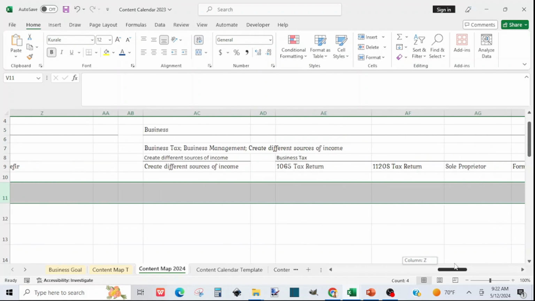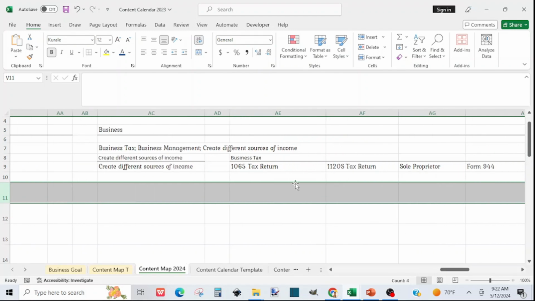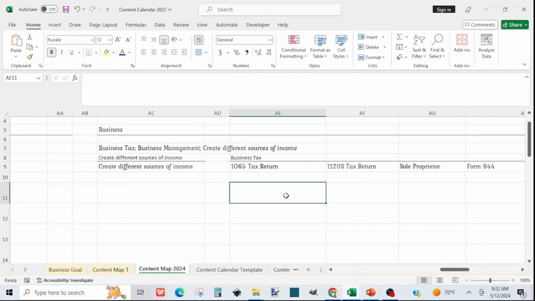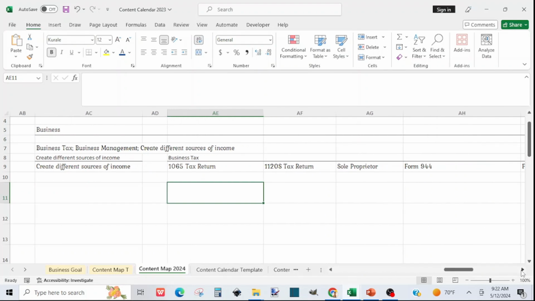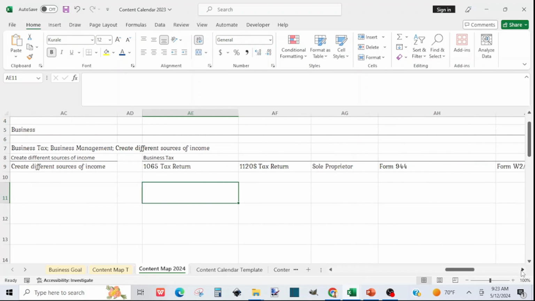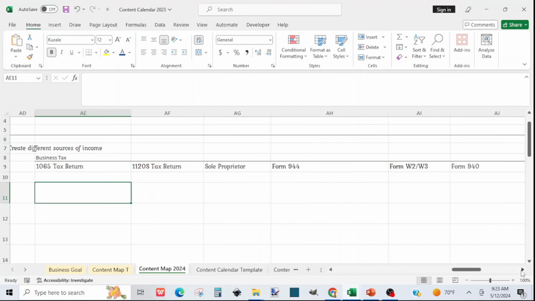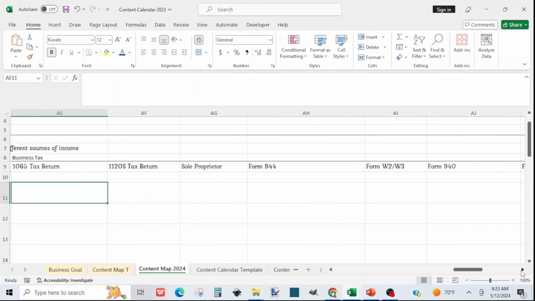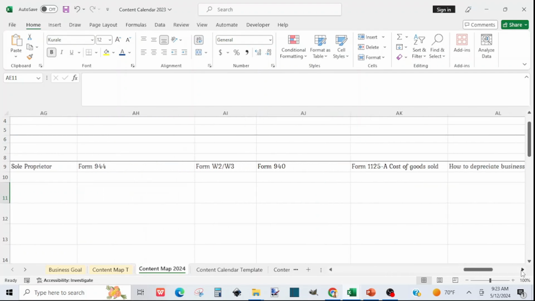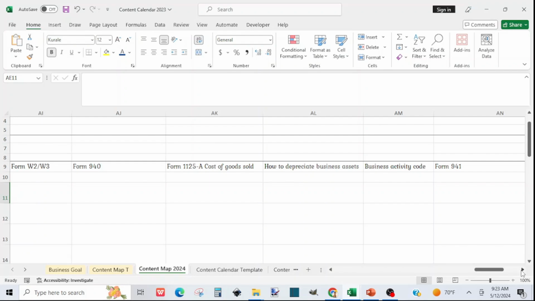Under business, we have our tax return, and those tax returns are going to have their spa. Then we have different sources of income that we are not going to do anything about. The thing is, the first 4 months of the year, I focus on tax information, tax content. And then I decided that once a month, I'll publish something related to tax.